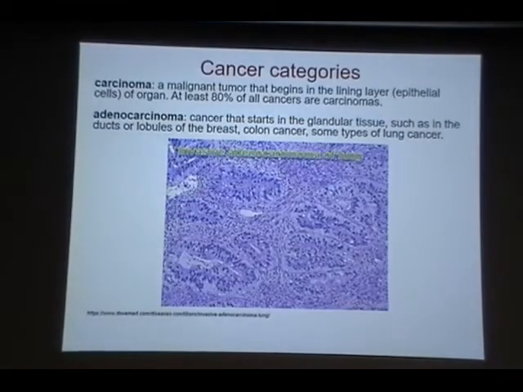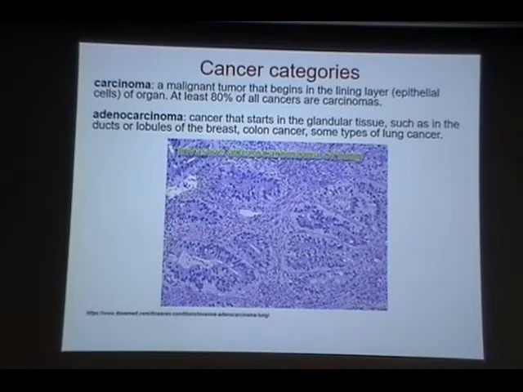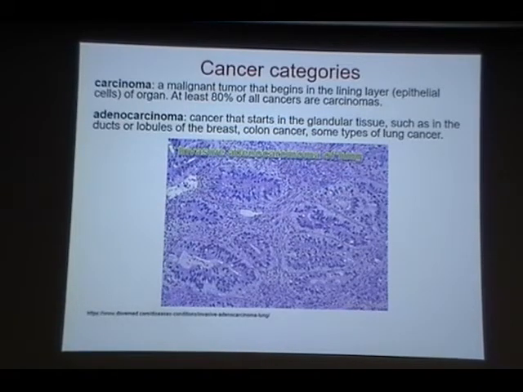So here I just give you some examples of cancer categories. One is carcinoma. Carcinoma is a cancer related to epithelial cells, no matter where the epithelial cells are. At least 80% of all cancers are carcinomas. Adenocarcinomas are cancers that start in glandular tissues, as in the ducts and lobules of the breast, colorectal cancer, and some types of lung cancer.